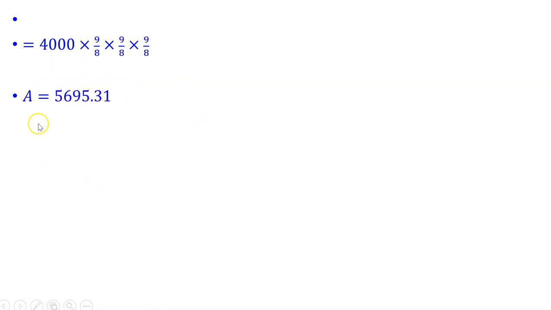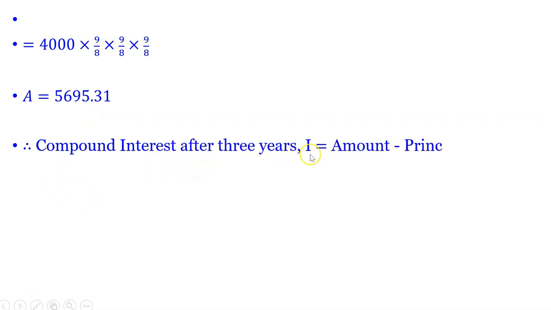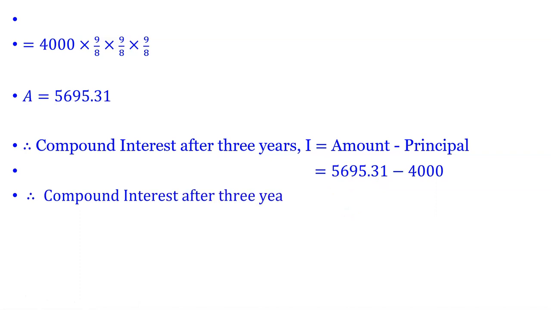And after simplification, you will get the amount A is 5695.31. Therefore the compound interest after 3 years, I, is equal to amount minus principal, that is 5695.31 minus 4000. Therefore compound interest after 3 years, I, is equal to 1695.31.